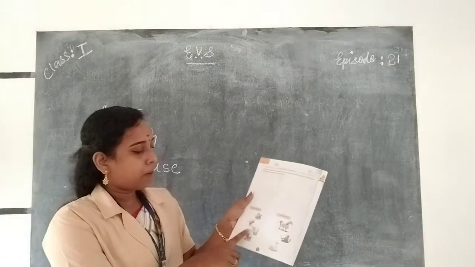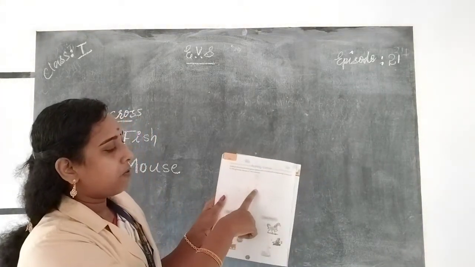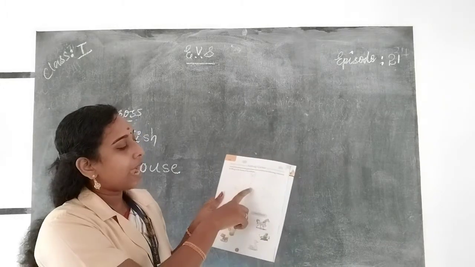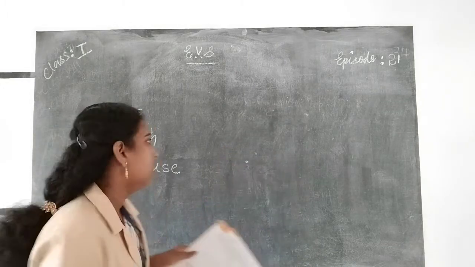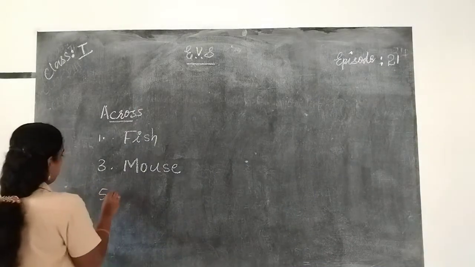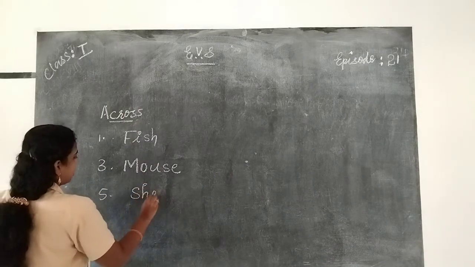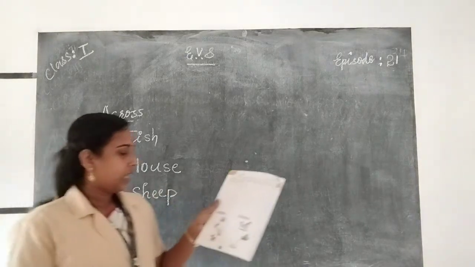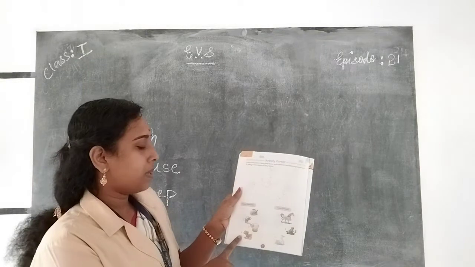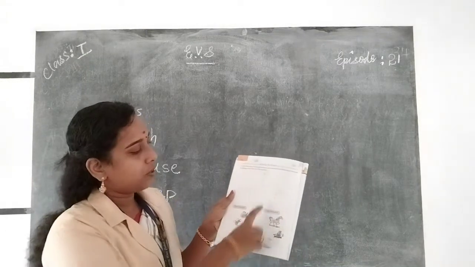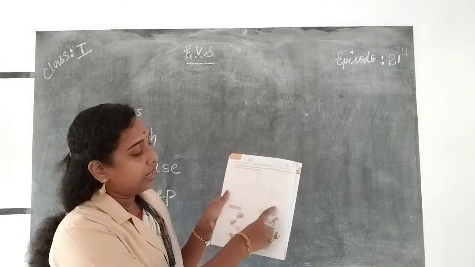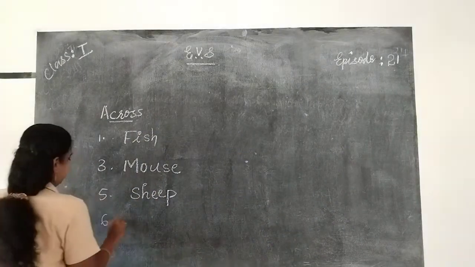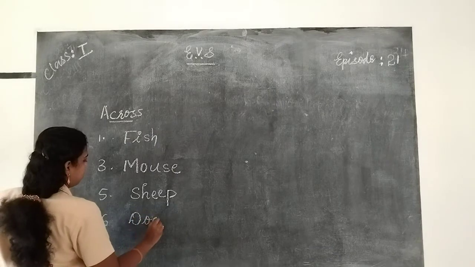Then across, it's number 5, and it's a sheep. So you write the spelling of sheep in the given box. S-H-E-E-P. Sheep. Then number 6 is a dog. So you write the spelling of dog in this box. D-O-G. So number 6 is dog.